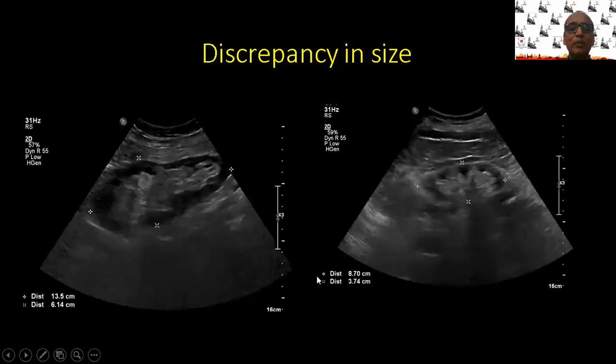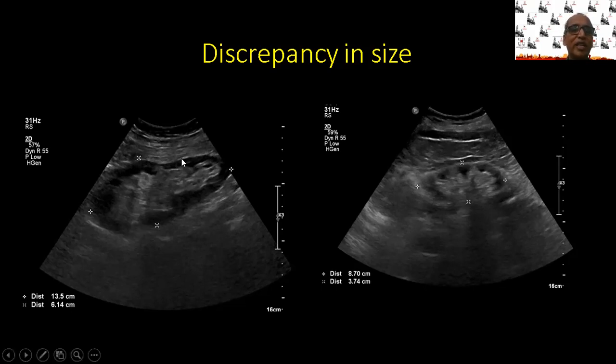Now, there could also be discrepancy in size. The normal kidneys range from 9 to 11 centimeters. That's the normal range. But in an adult patient who is of thin frame with a low BMI, it could be 8 centimeters also, and you could take it as normal. A discrepancy of 1 to 2 centimeters between both the kidneys again should be taken as a sign of abnormality. Normally, the left kidney is larger than the right kidney by around 1.5 to 2 centimeters. So that discrepancy in size is normal.